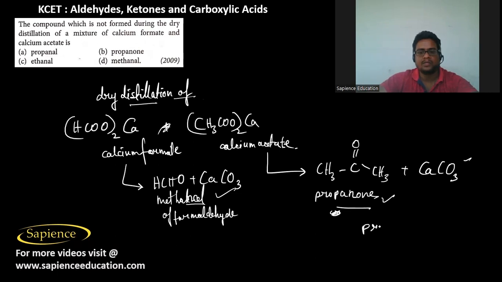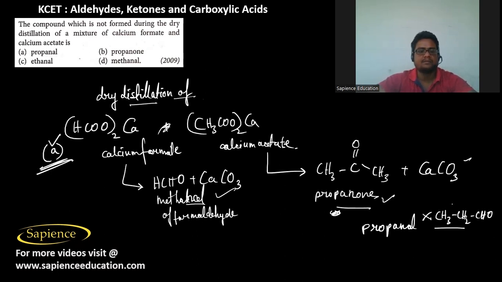So propanol, which is CH3CH2CHO, this is not formed. So option A is the correct answer.